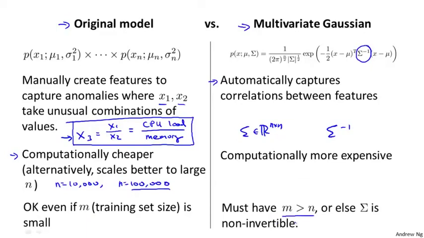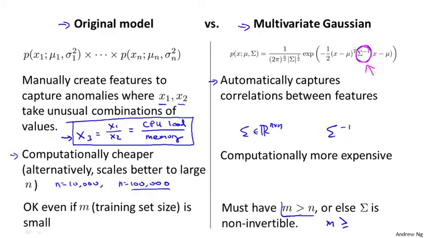And there's a mathematical property of the way we estimate the parameters that if this is not true, so if m is less than or equal to n, then this matrix isn't even invertible. That is, this matrix is singular, and so you can't even use the multivariate Gaussian model unless you make some changes to it. But the typical rule of thumb that I use is, I would use the multivariate Gaussian model only if m is much greater than n.